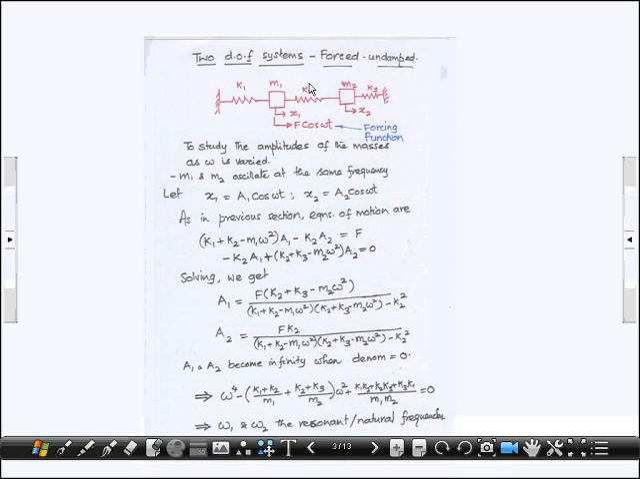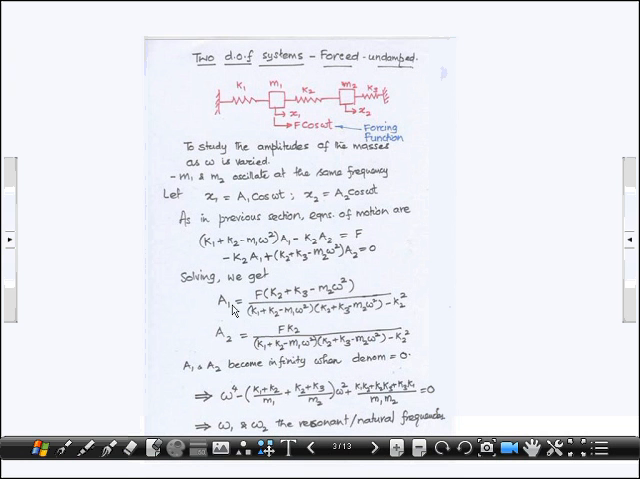Now let us assume this mass m1 is going to oscillate as x1 equal to a1 cos omega t, and the motion of x2 is given by x2 equal to a2 cos omega t, where a1 and a2 are the two amplitudes. These are the two governing equations. Solving these two equations, we will get the amplitude a1 given by F into (k2 plus k3 minus m2 omega square) divided by (k1 plus k2 minus m1 omega square) into (k2 plus k3 minus m2 omega square) minus k2 square. Similarly, for a2, you have F k2 divided by the same denominator as for a1.